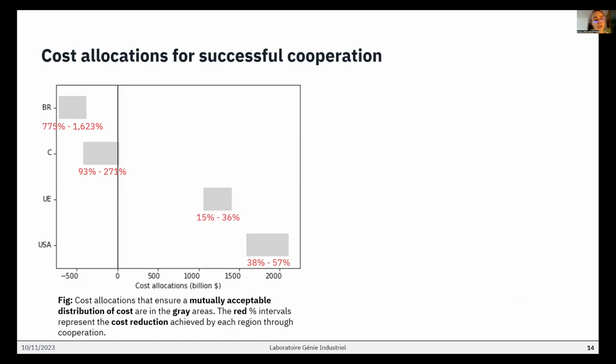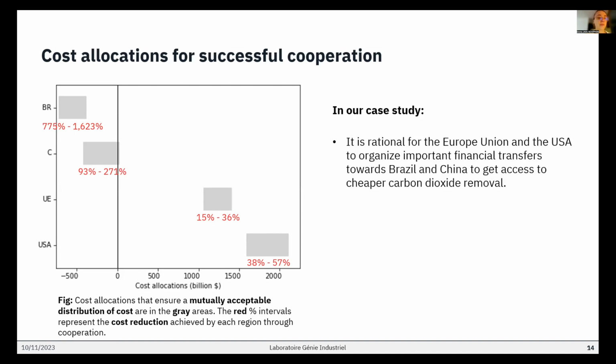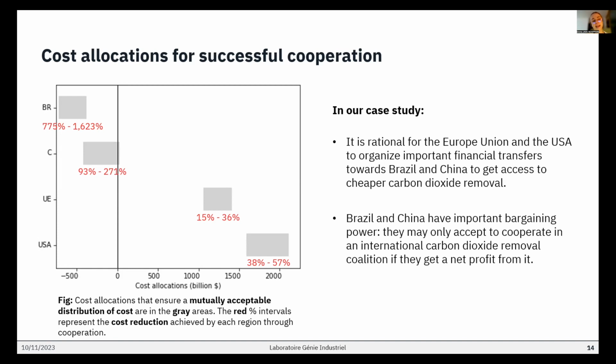So what we see here in gray are the ranges of cost allocation for each country that would be mutually acceptable. If the costs are higher or lower for any of these regions than what is displayed here in gray, then cooperation would not be possible. We see that Brazil and China get a negative cost, a significant cost reduction or benefit, which illustrates their bargaining power in working with the European Union and the US. And it's still rational for the EU and the US to organize financial transfers towards Brazil and China, because then they get access to cheaper carbon dioxide removal.